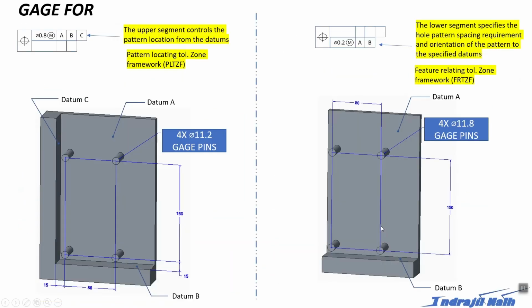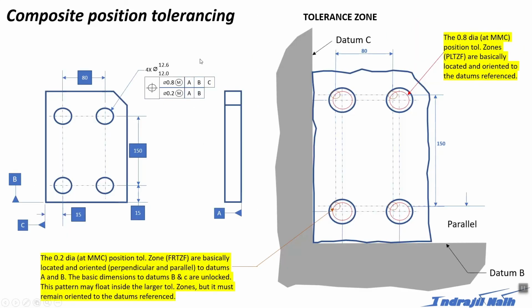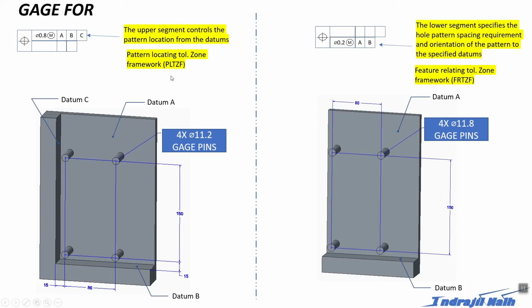So moving on to the next one, if you make gauges for these, you see the upper segment controls the pattern location from the datums, and it is also called the pattern locating tolerance zone framework. Okay, so in this scenario, the maximum material condition is nothing but 11.2. If you check, this is 12.0 minus 0.8, you will get 11.2. So your gauge pins will be of 11.2.